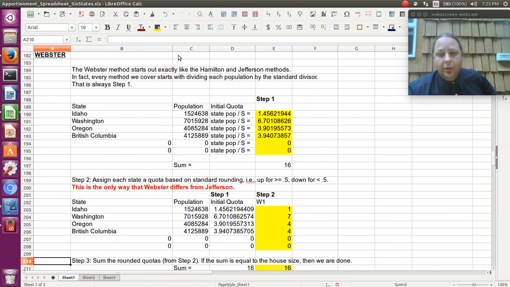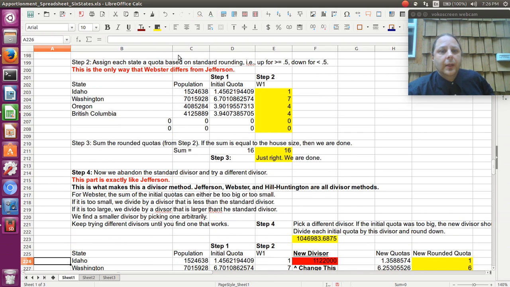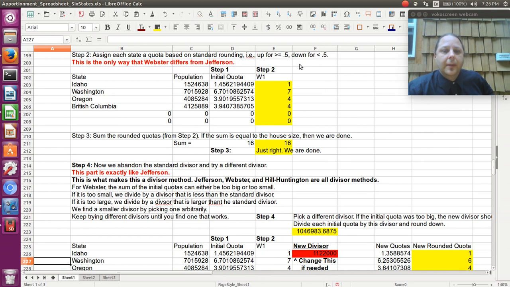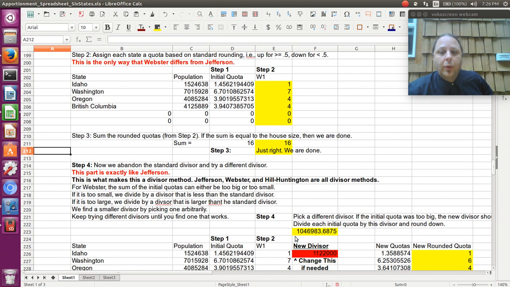Webster is similar to Jefferson, except instead of starting with rounding down the lower quota, it uses standard rounding rules. That's the only difference. But because of that difference, it has a tendency to be relatively size neutral. It does not favor large or small states. So what do we know? Hamilton and Jefferson both favor large states. Lowndes favors small states. Hamilton and Lowndes are both quota methods. Webster, Hill-Huntington, and Jefferson are all divisor methods.